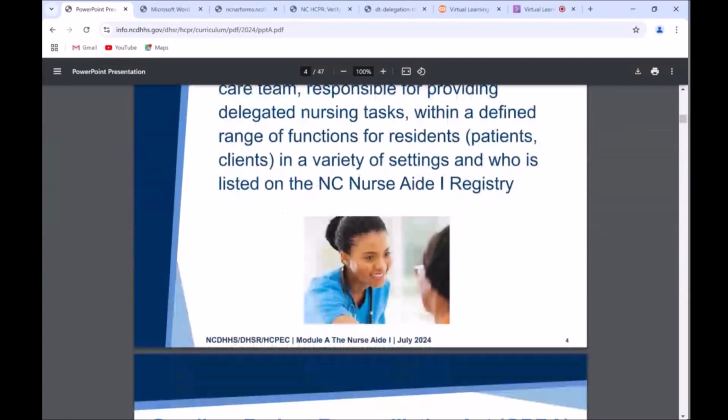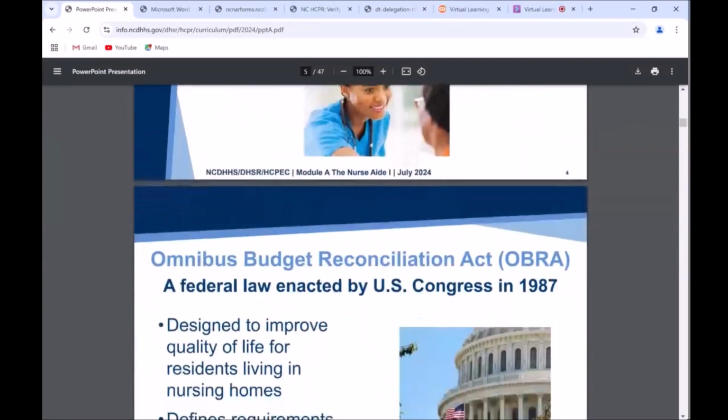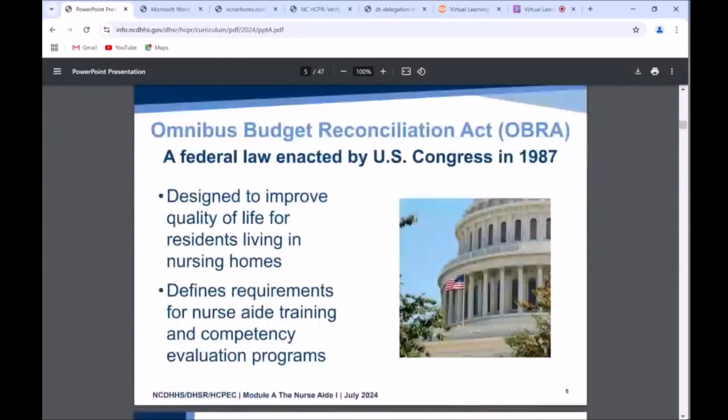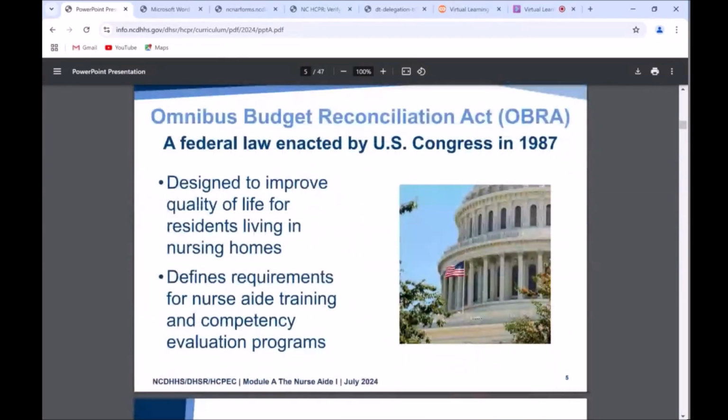All right, let's talk about OBRA. This is the Omnibus Reconciliation Act, and you will see this several times throughout this course. This is a federal law enacted by Congress in 1987. The purpose was to improve the quality of life for residents who live in a nursing home. One part of OBRA defines requirements for your nurse aide training and your competency evaluations in the nurse aide registry. So this course and our instructors are here because of OBRA.